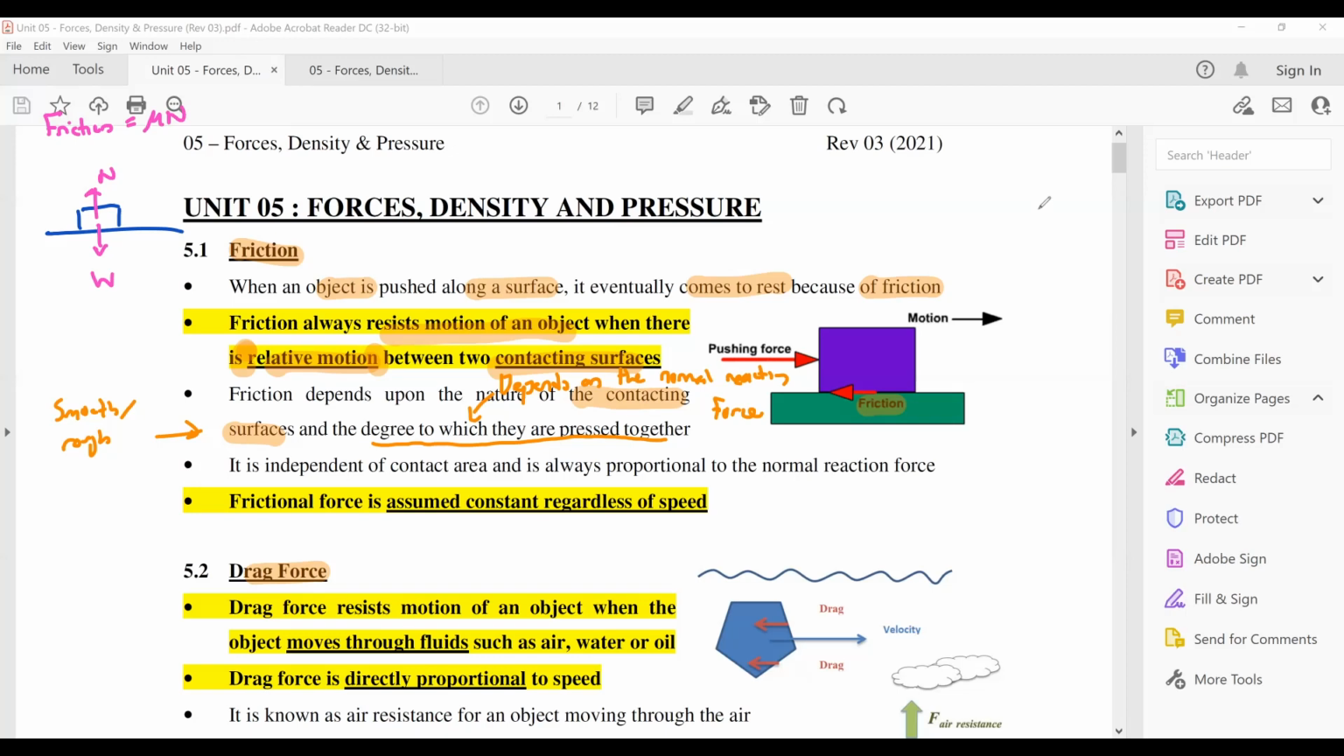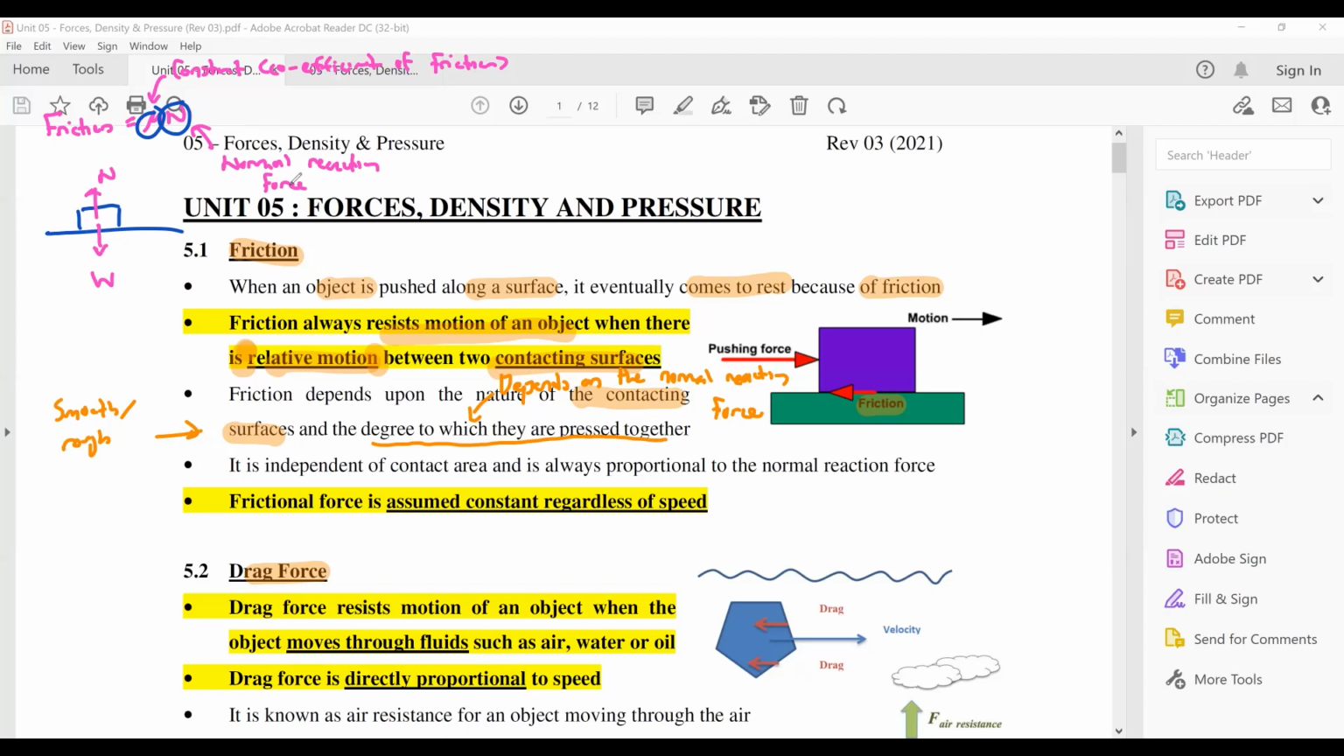Mu is actually some sort of constant called the coefficient of friction. Then this one is your normal reaction force, N. So friction actually depends on your normal reaction force as well as the constant that you have here. So the harder you push them together, the more you press them together, the bigger your N, the bigger your friction.